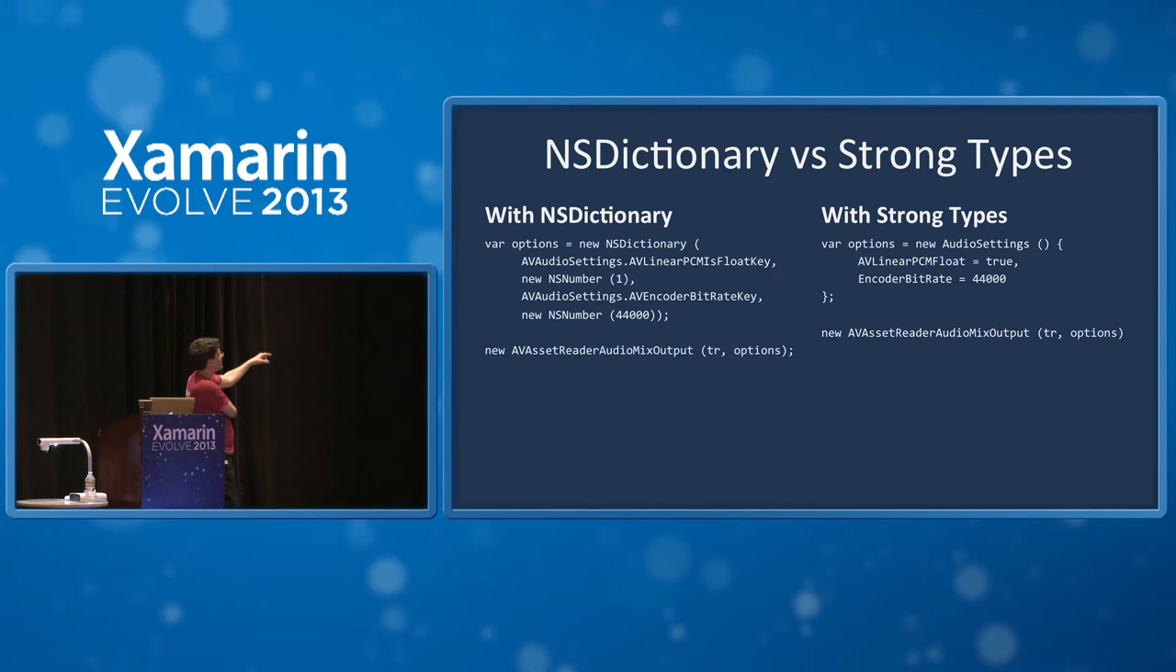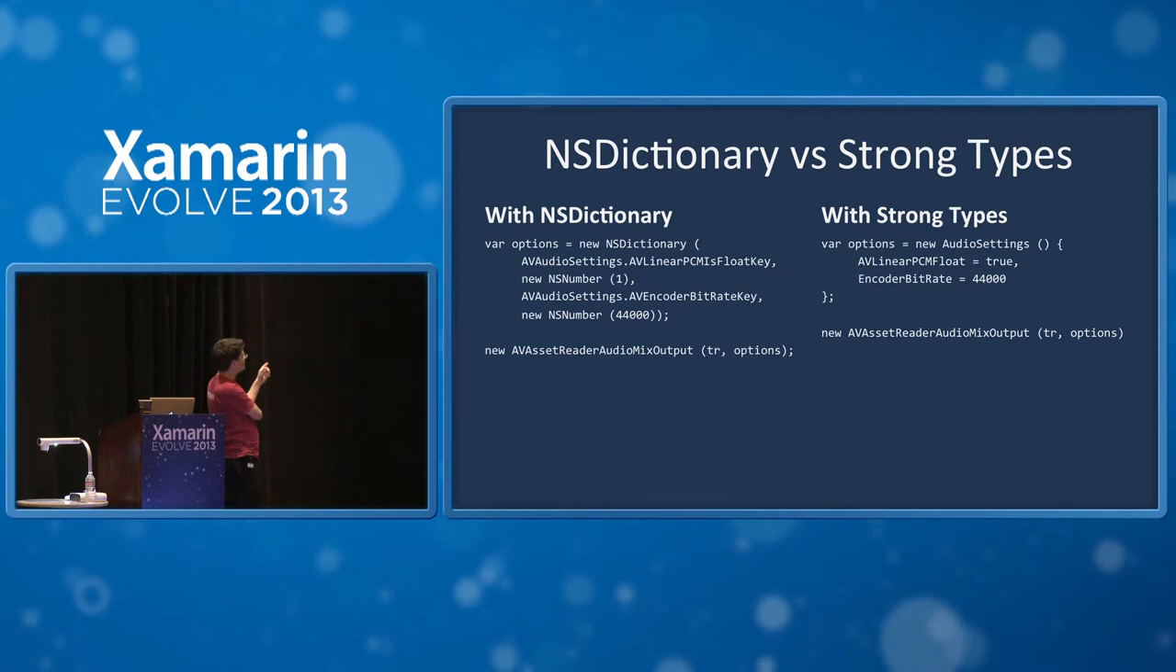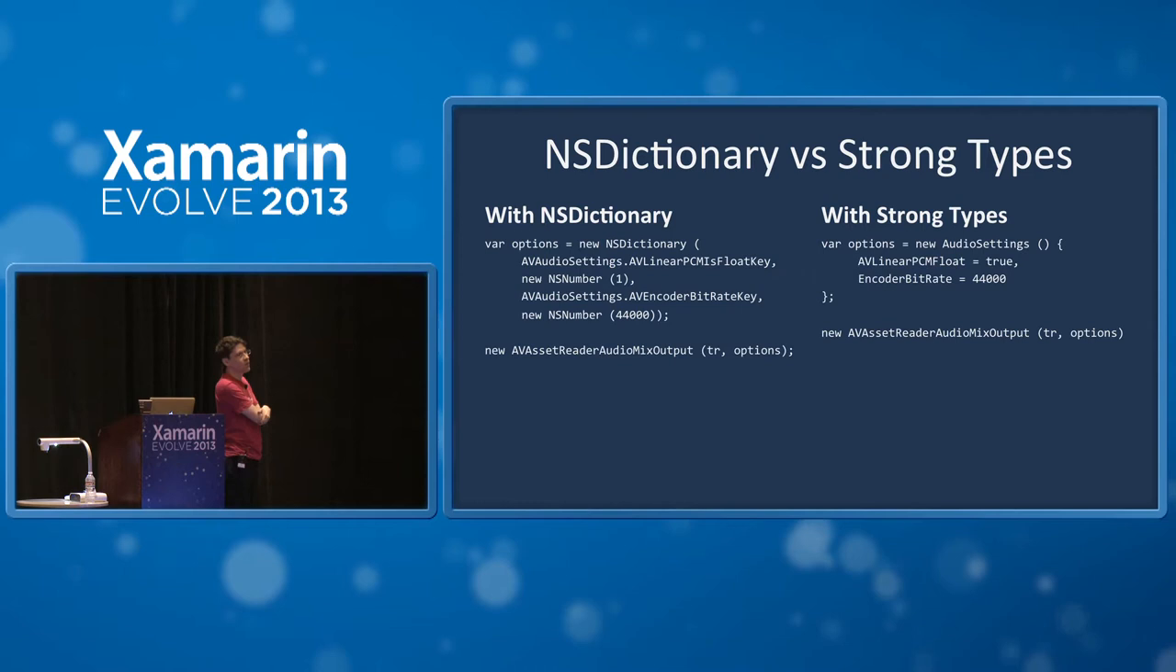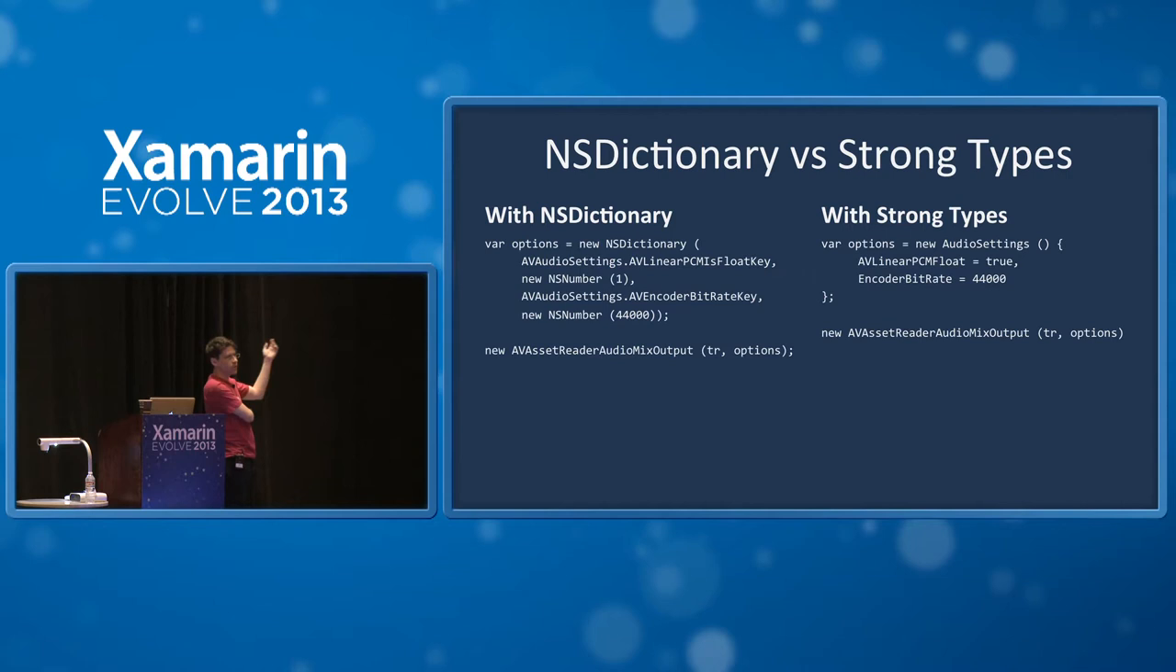So that's what happens. In this particular case, I'm configuring the audio mixer output. And what's happening there is I'm creating a dictionary. The first key is PCM is float. So I'm saying I'm going to configure that the data types in my buffer are float values, and then I pass an NS number of 1. Then I'm saying that the bitrate key should be 44K. And this is where one of the bugs for a user was.